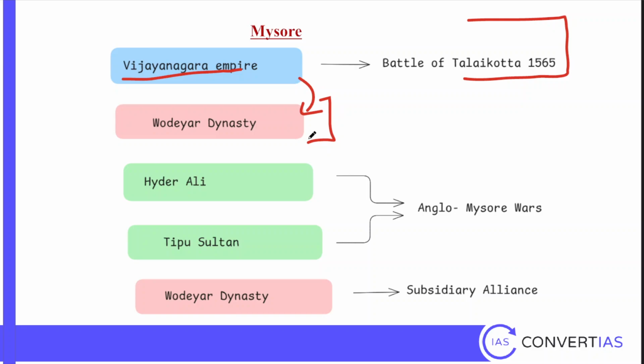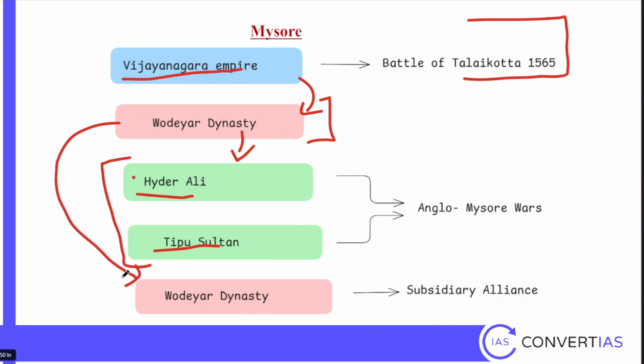But when we talk about the Anglo-Mysore wars, we are talking about these two people, Hyder Ali and Tipu Sultan. Hyder Ali and Tipu Sultan were commanders in the Wadayar army. And Hyder Ali established his own separate empire, and they became a powerful empire. But once Tipu Sultan and Hyder Ali were defeated by the British, the British reinstated the Wadayar dynasty as a puppet state. And they subsequently signed the subsidiary alliance with Lord Wellesley.